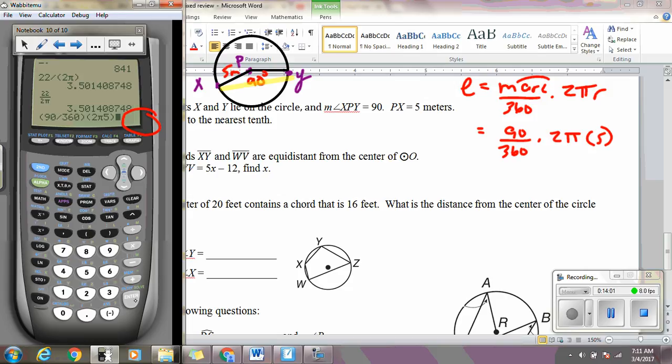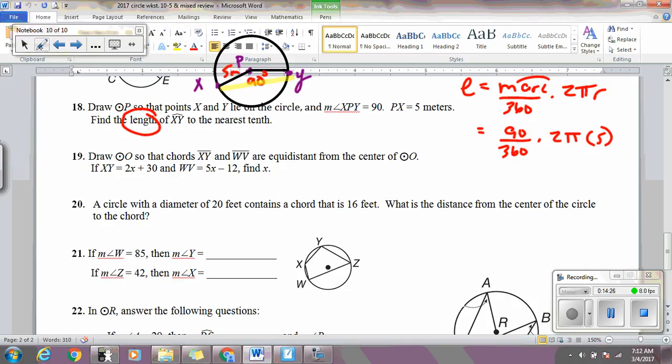All right, everything is good. Everything's in parentheses. All parentheses are closed. Hit enter, and we get approximately, it said round to the nearest tenth, so that's one place behind the decimal, ladies and gentlemen. I see an 8 behind the decimal, but behind that 8, I see a 5, which means the 8 becomes a 9. So it's 7.9 meters. Make sure you use your units. So about 7.9 meters for the length.